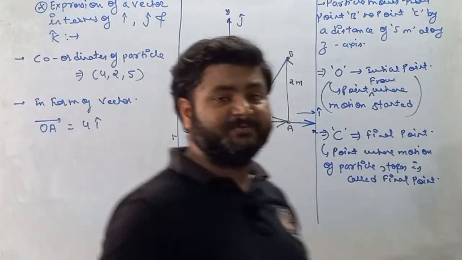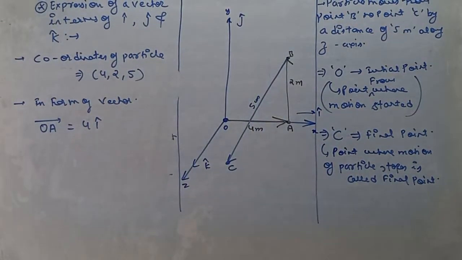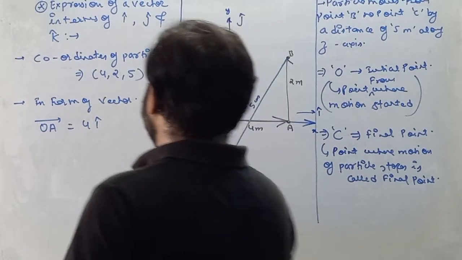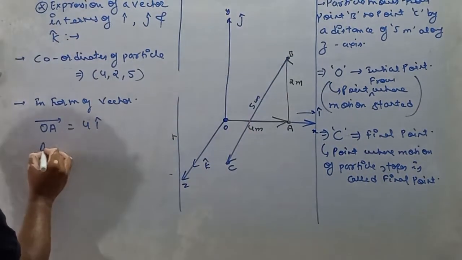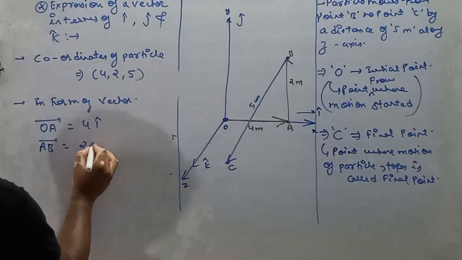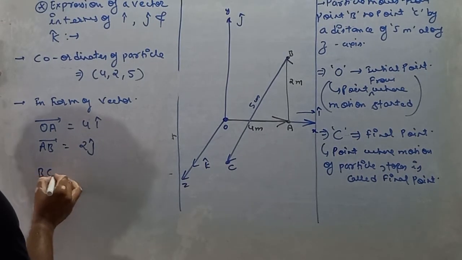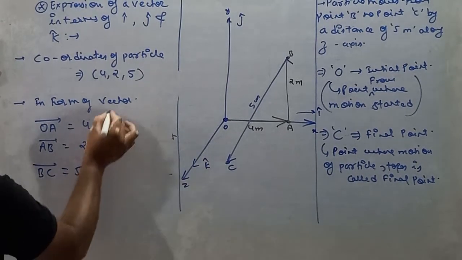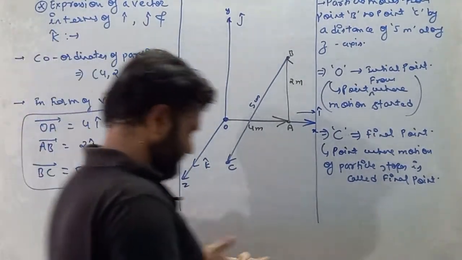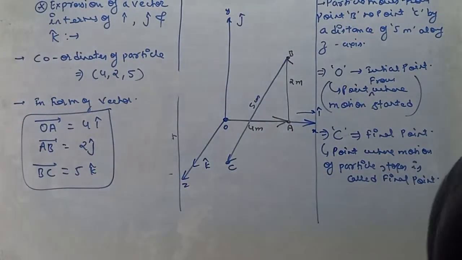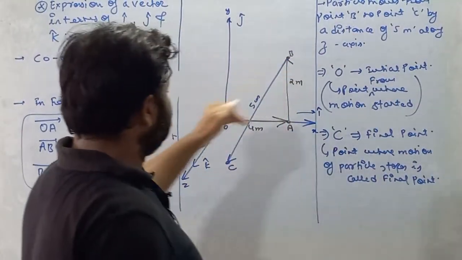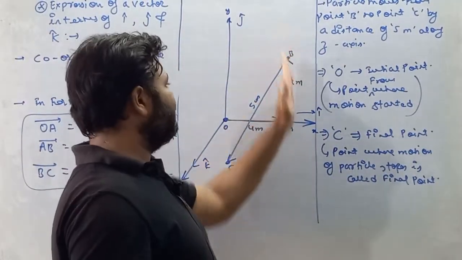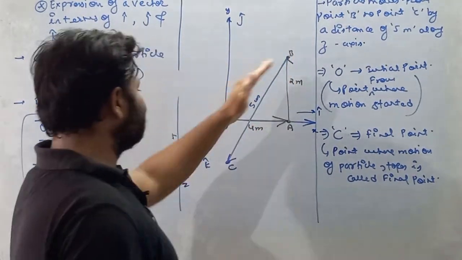Why 4i cap, my dear student? Because we know that along x-axis the magnitude is 4, and for direction we will introduce a unit vector. So the unit vector along x-axis, we know, is i cap. So OA vector will be written as 4i cap. Similarly, AB vector can be written as 2j cap and BC vector can be written as 5k cap. Why? Because OA vector is along x-axis, AB vector is along y-axis, and BC vector is along z-axis.